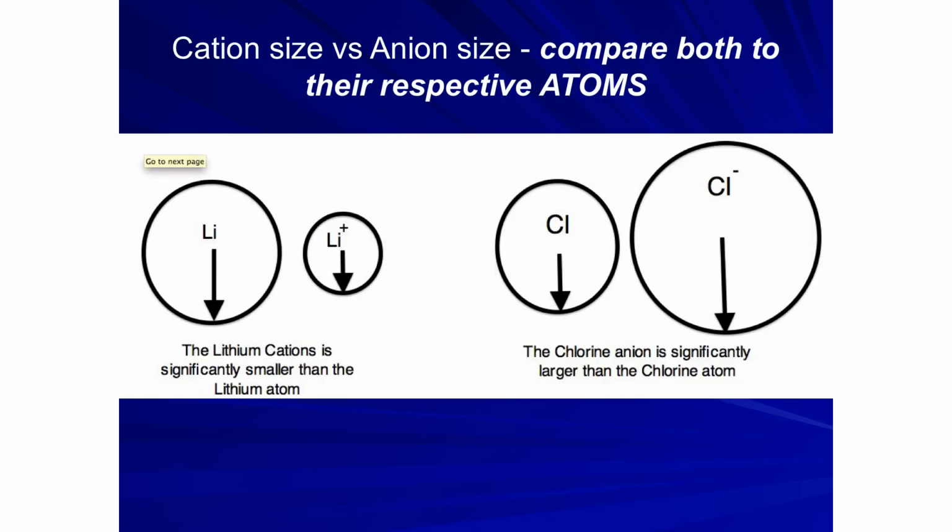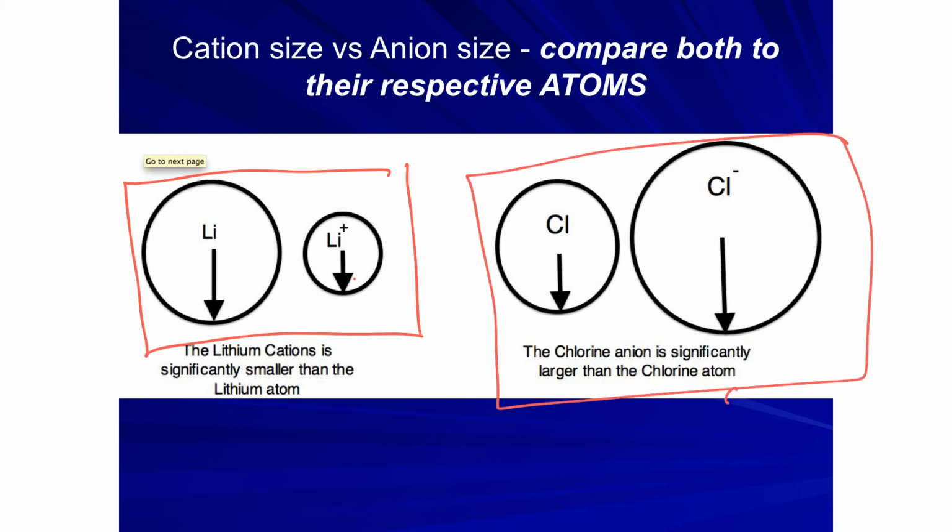So now let's look at, we talked about lithium. Lithium is going to be a metal. It's going to want to lose electrons, and we talked about why that's smaller. Now let's talk about an anion. All right, let's talk about good old chlorine.